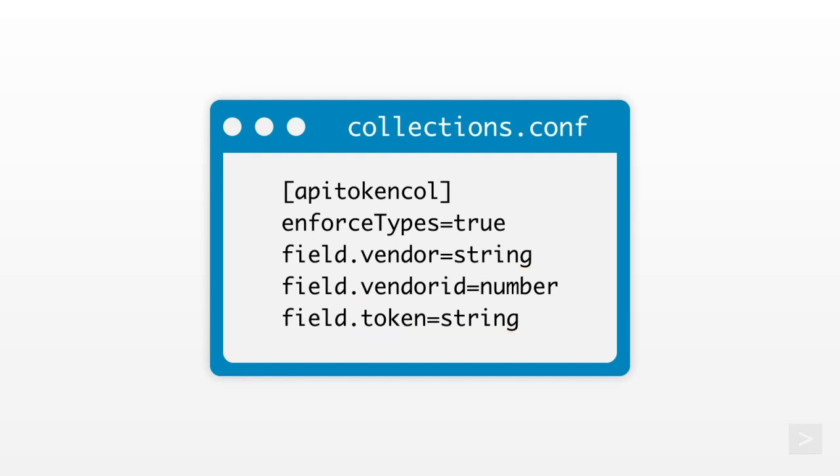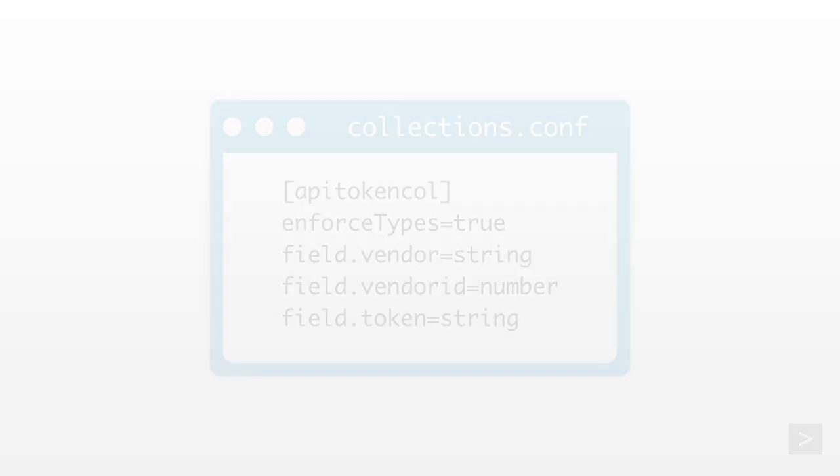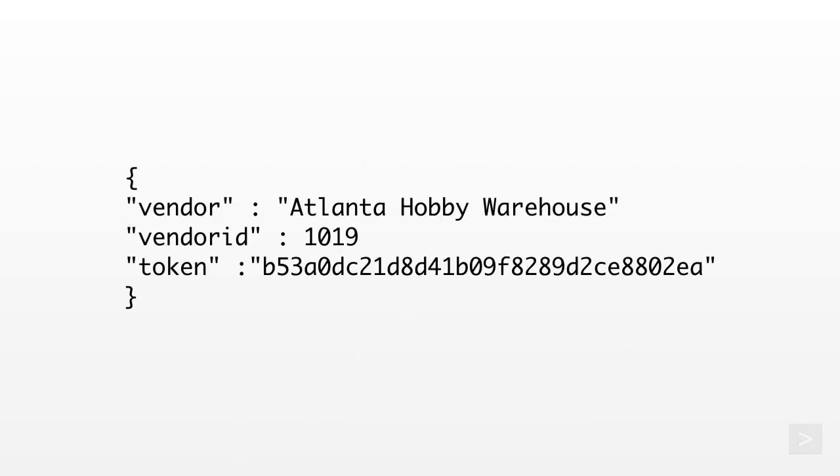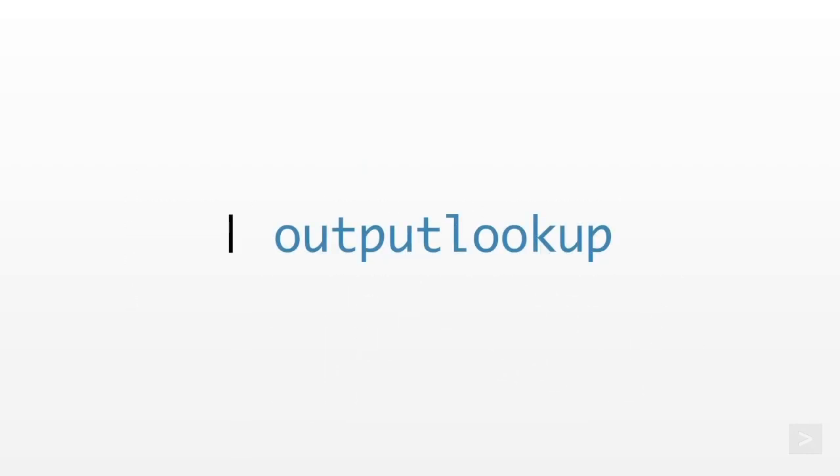Being able to set types for fields is another advantage of KV Store that you don't get with a lookup file. Once a collection is defined, values are most commonly populated by Splunk app developers. This is done by posting JSON data through the Splunk REST API. They can also be populated using the outputlookup command from a search.